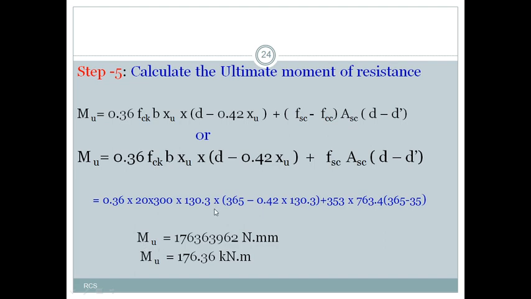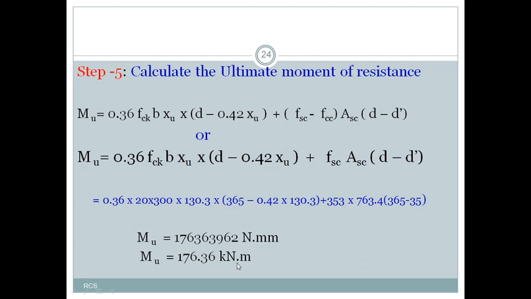After calculating this value, we got the ultimate moment of resistance equal to 176363962 Newton mm. If you want this value in kilonewton meter, divide it by 10 power 6. The ultimate moment of resistance corresponding to the values and dimensions given in this problem will be Mu equal to 176.36 kilonewton meter.